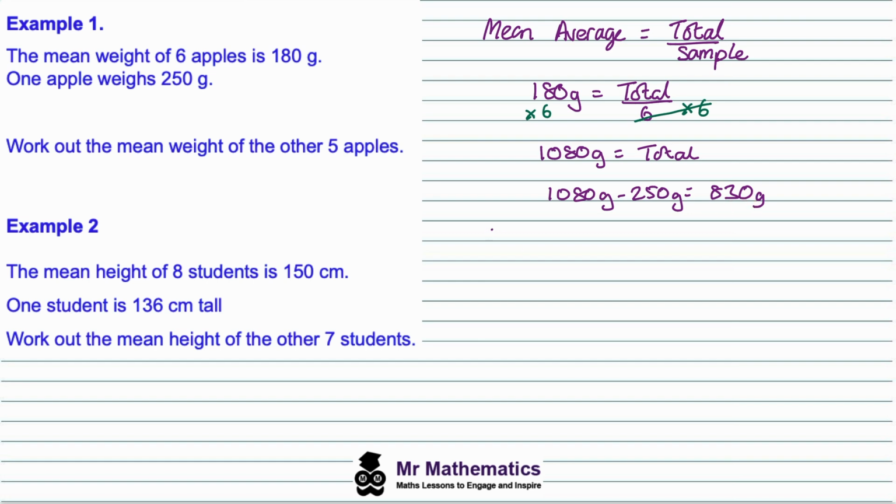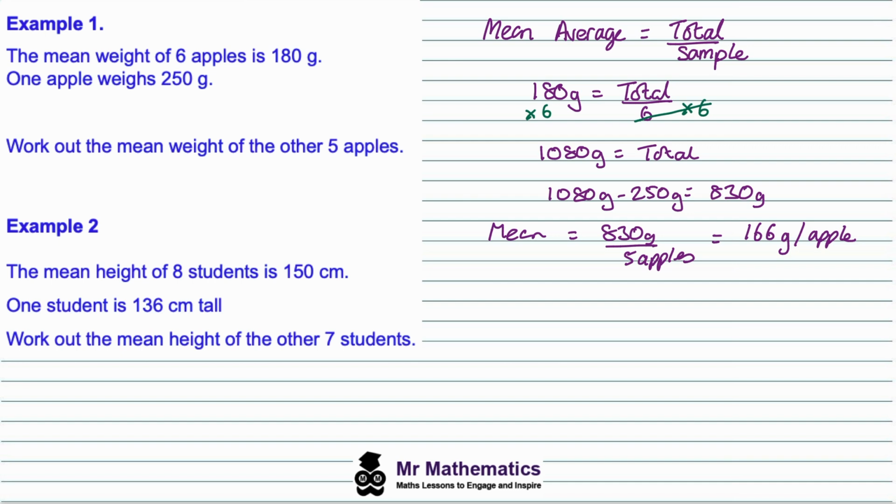And then to work out this mean average, this will be the total, 830, divided by the 5 apples. So we'll get a mean average of 166 grams per apple of them 5 apples, okay?